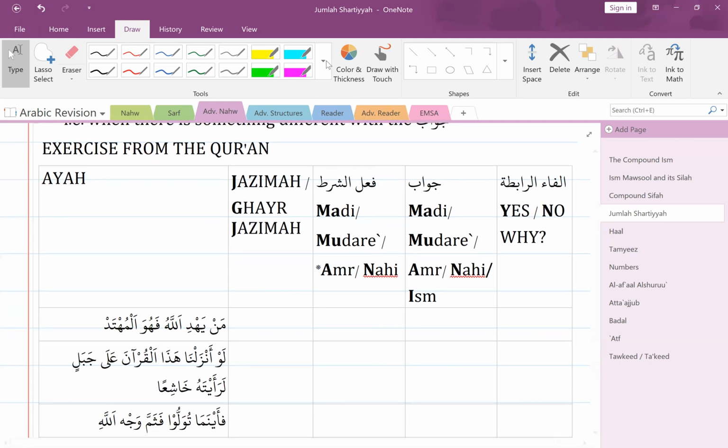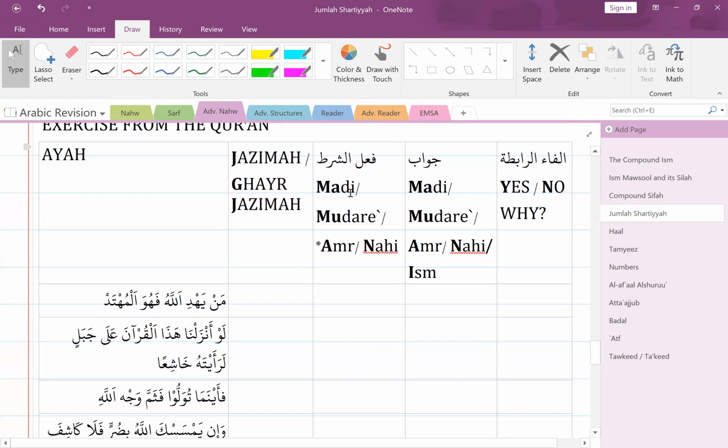Any other questions? Okay. I hope that was a good enough summary for shart and jawabu shart. So now let's look at this exercise that I prepared for you guys.